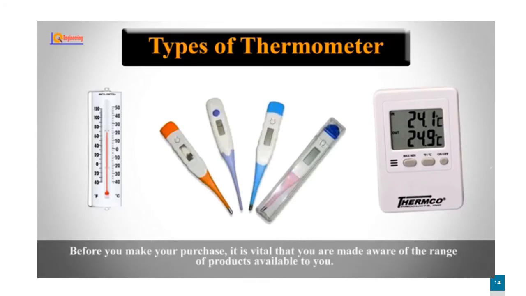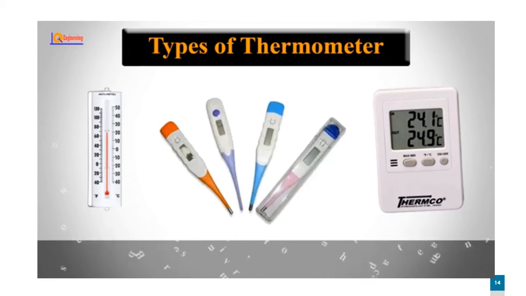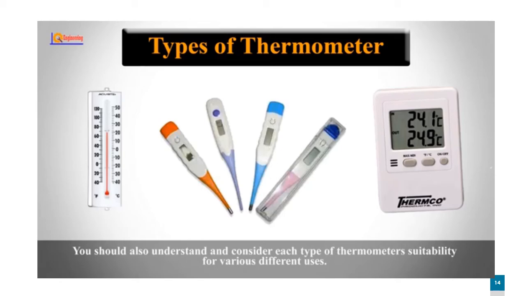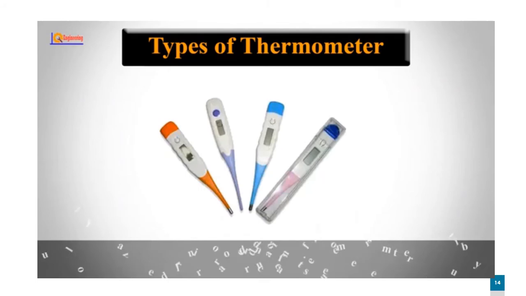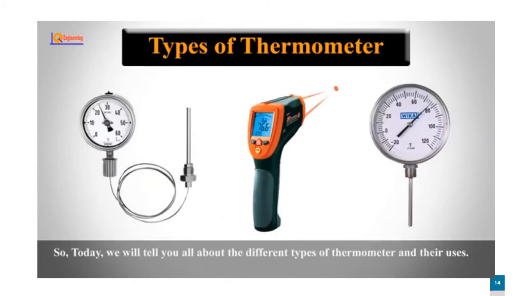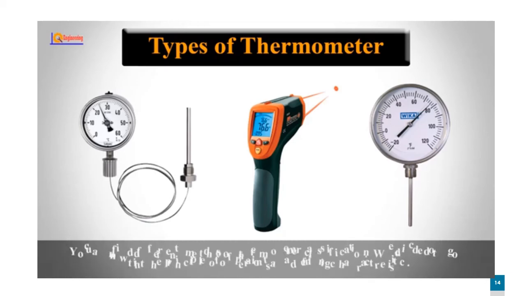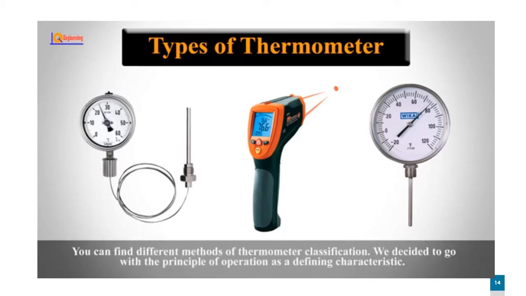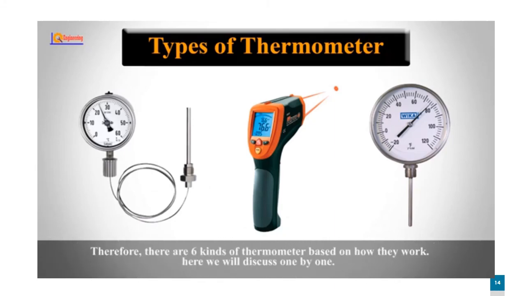Before you make your purchase, it is vital that you are made aware of the range of products available to you. You should also understand and consider each type of thermometer's suitability for various different users. So, today we will tell you all the different types of thermometer and their uses. You can find different methods of thermometer classification. We decided to go with the principle of operation as a defining characteristic. Therefore, there are 6 kinds of thermometer based on how they work. Here we will discuss them one by one.